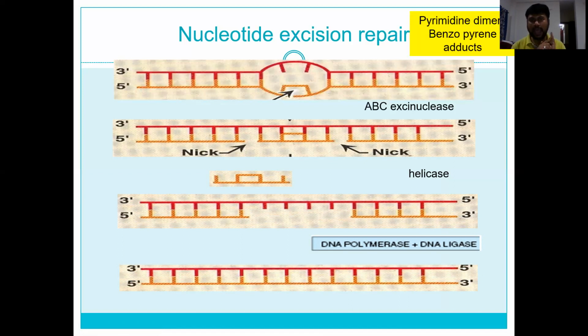First one is identifying the error and making a nick. This is done by a group of proteins called UVR ABC exonuclease. After making the nick, the error strand is removed by the enzyme helicase. Then it is replaced by DNA polymerase and DNA ligase. So the main enzyme which plays a major role in nucleotide excision repair is UVR ABC exonuclease.